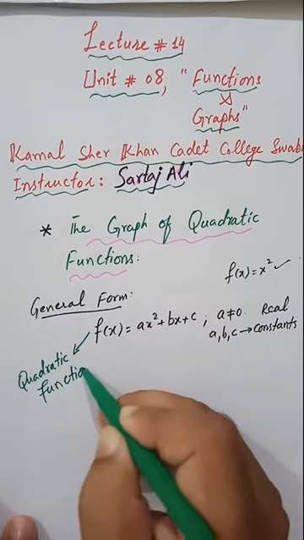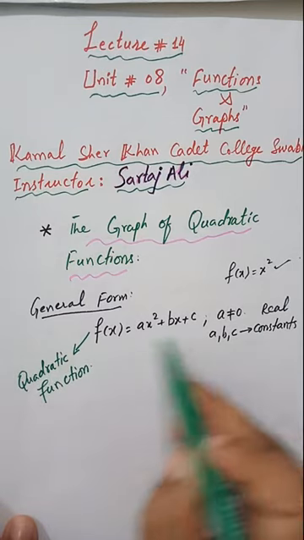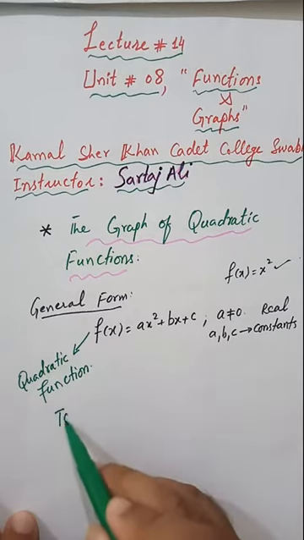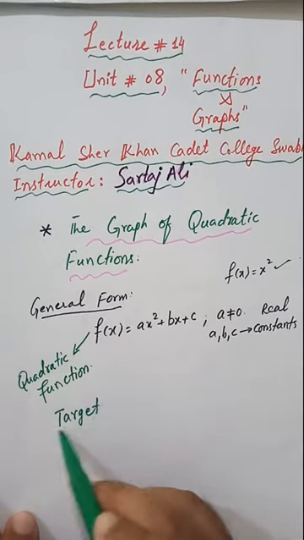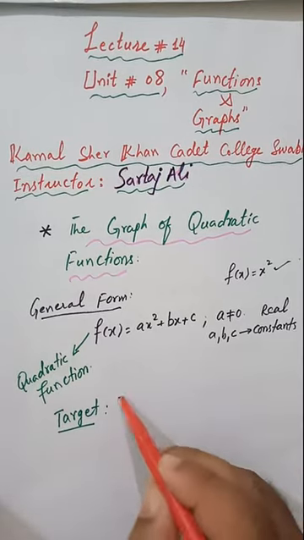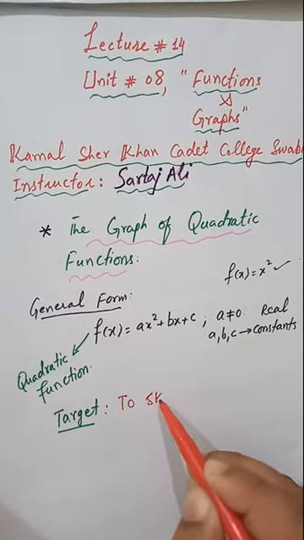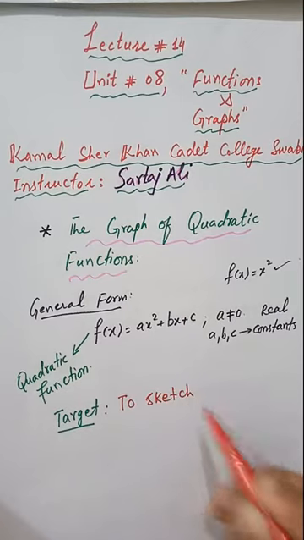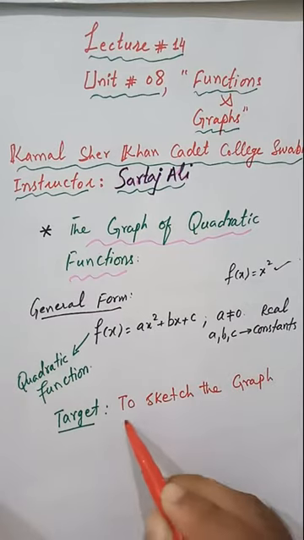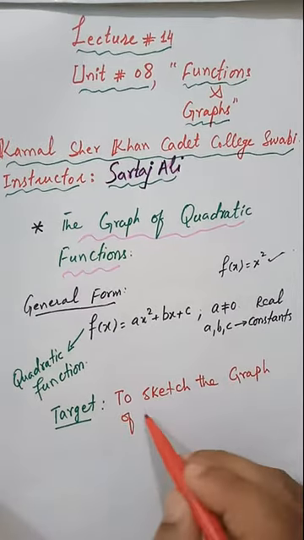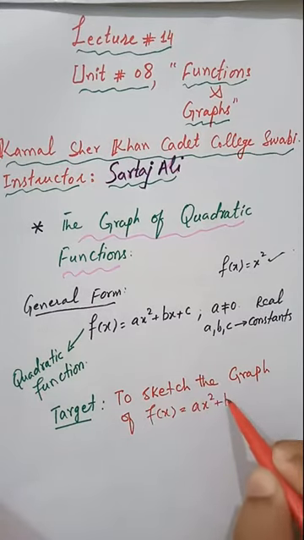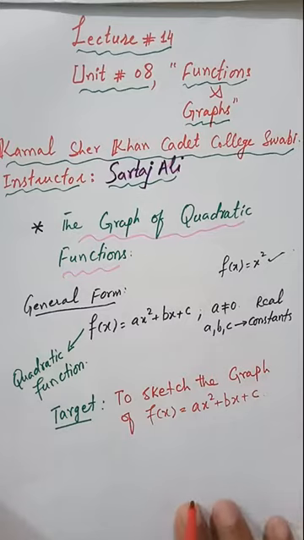Our target is to draw the graph of this function. What is our target? The target in this video lecture is to sketch the graph of a quadratic function in general form, f of x is equal to ax square plus bx plus c.